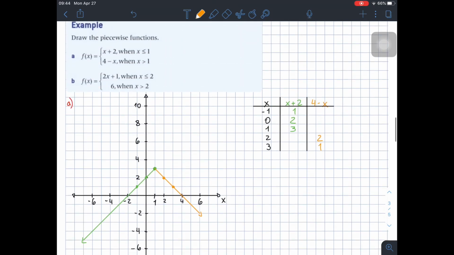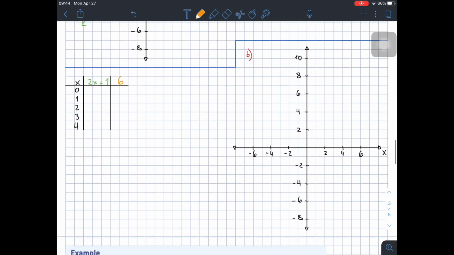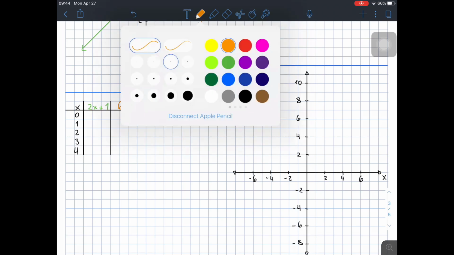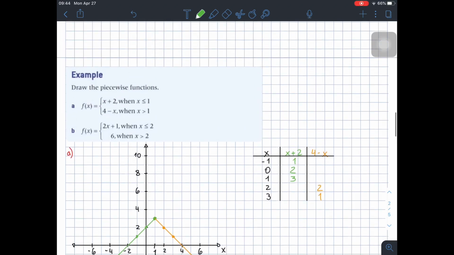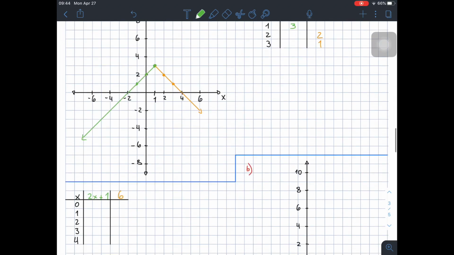So let's see this example B. It says f of x is 2x plus 1 when x is less or equal than 2, and the function is 6 when x is greater than 2. What does this function look like? This is a horizontal line. So when x is greater than 2, this is just a horizontal line at y equals 6. So let's draw this. Now our limit would be x equals 2.